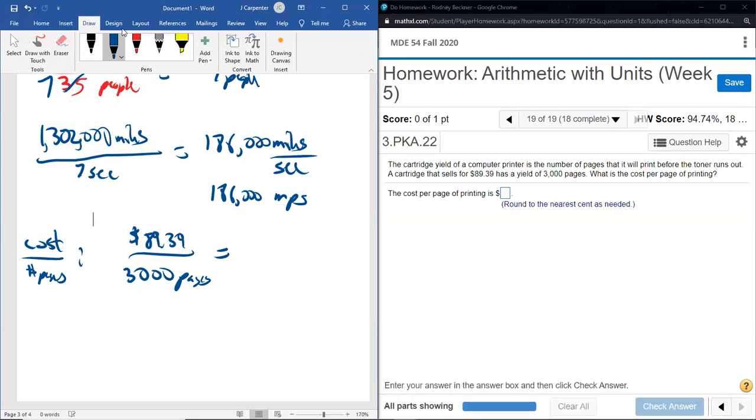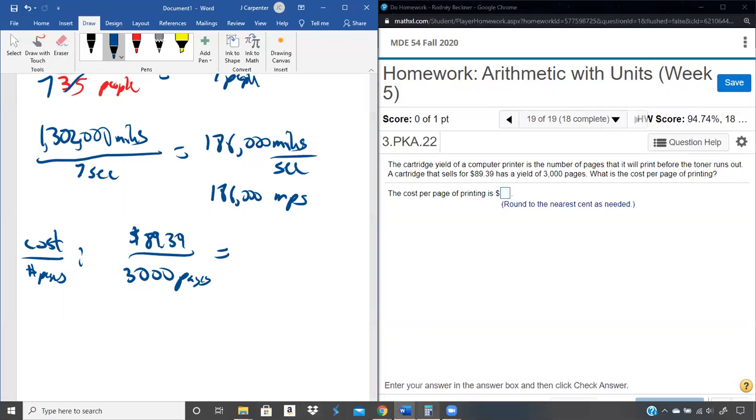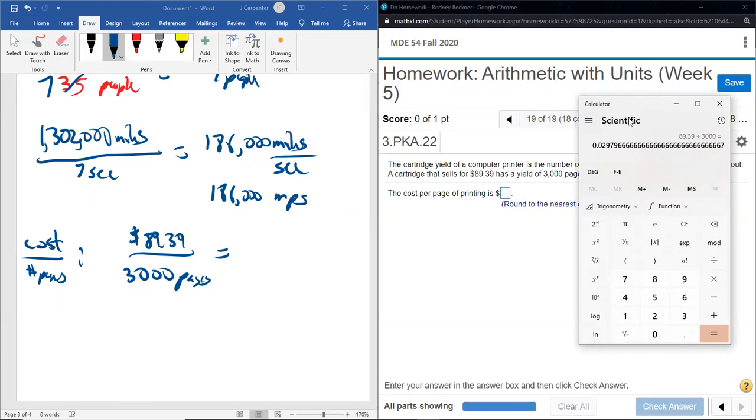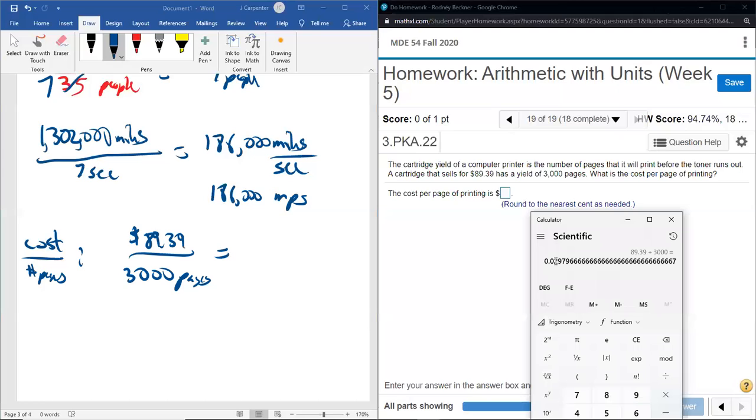We're using our words. We'll do our division with our handy dandy calculator. 89.39 divided by 3,000. Boom. 0.02979 and so on. And of course they tell us to round to the nearest cent. So it's going to be 0.029. Do we round this? Do we take the 7 and go up and round that 9? Well, yeah, it actually would give us the same answer coincidentally. But no, we're looking at the 9, the thousandths place. That tells us to round up. So the 2 becomes a 3. So it's 0.03.